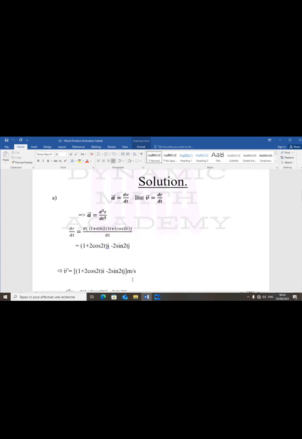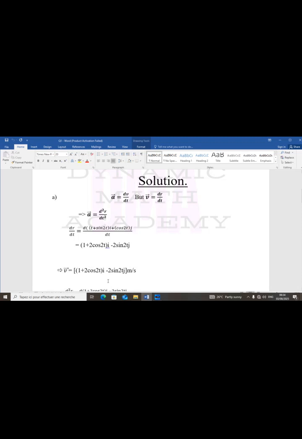Then for the j component, when you differentiate 2t, you have 2. Now when you differentiate cos, you have minus sine. So that's why you have minus 2 sin 2t j. Okay, so remember dr/dt is simply the velocity. So this is actually the velocity of the particle at any time t.